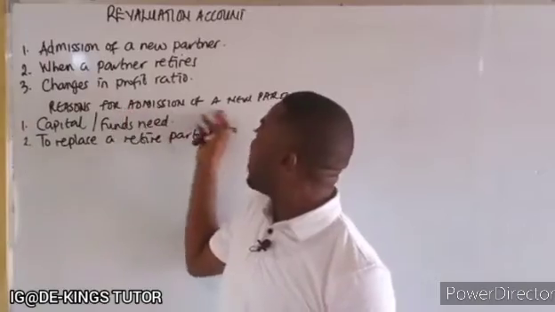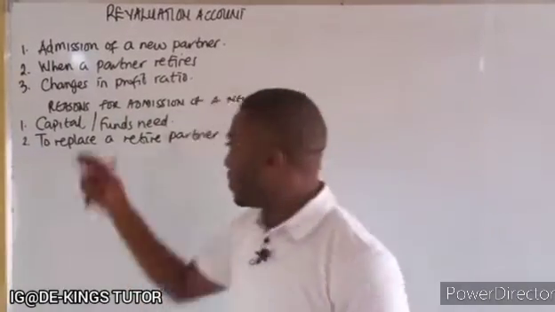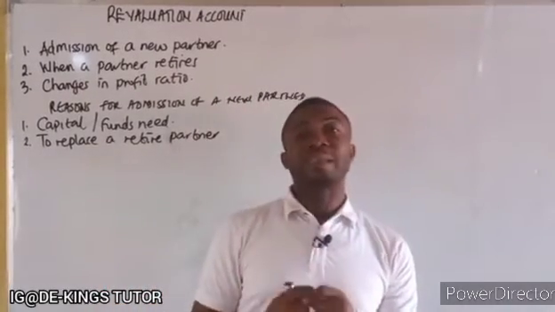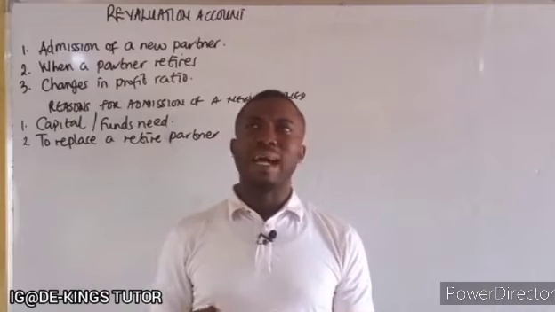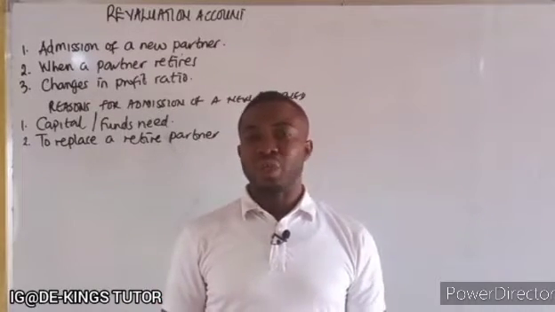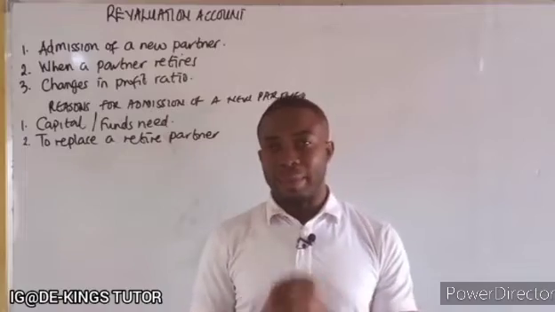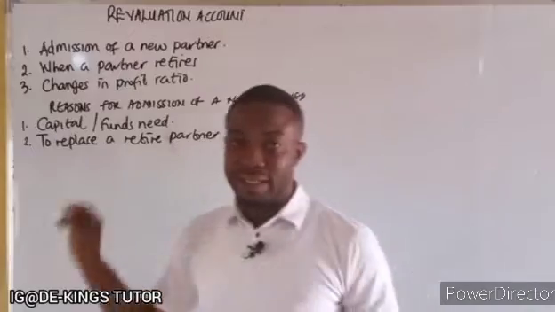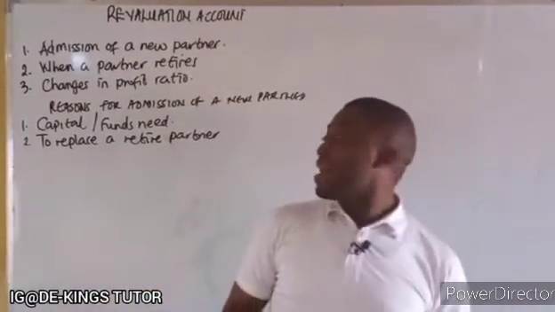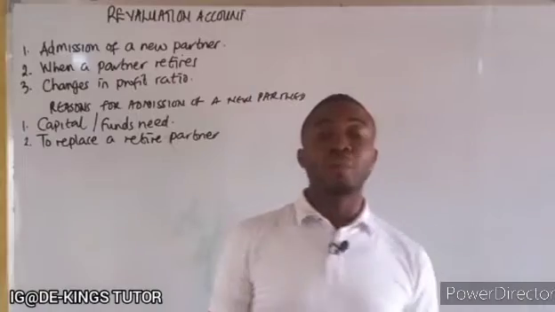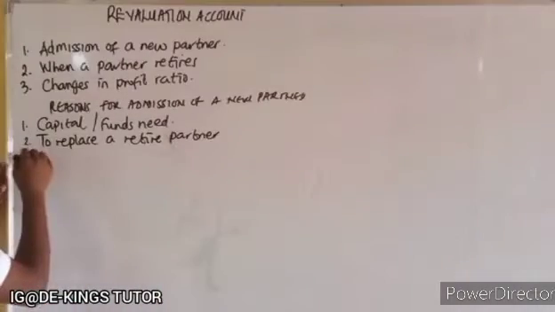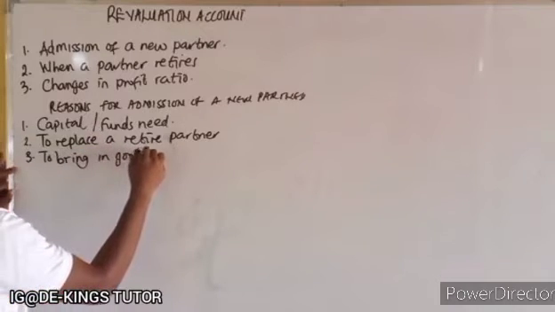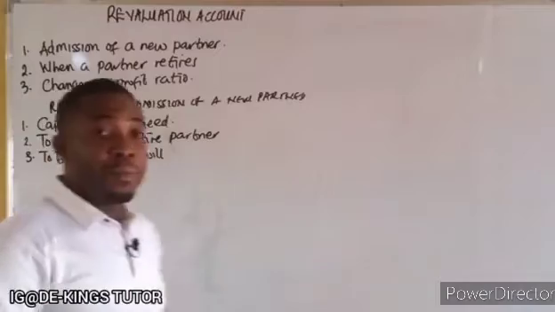Another reason why they will admit a new partner is when a partner retires. For instance, we talk about it here. When a partner retires or when a partner dies, definitely it is pertinent to replace. Okay, and also when that partner is an active partner, for instance. So definitely it is important to replace that partner. So that's one of the reasons why they will have to admit a new partner. Okay, so another reason why they will admit a new partner is to bring in goodwill.